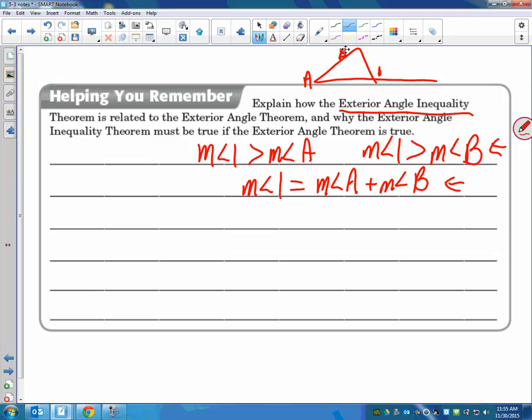Someone help her out. She says, if it adds up to 1, then it can't be greater than that. I want more. What does that mean? I know it makes sense, I just need you to put it in words. The question is, if you know angle 1 equals angle A plus angle B, how does that make this inequality statement true, that angle 1 is bigger than angle A, and that angle 1 is bigger than angle B?